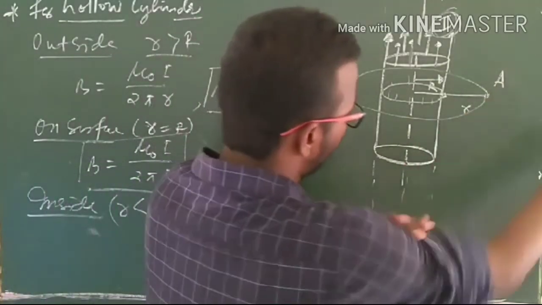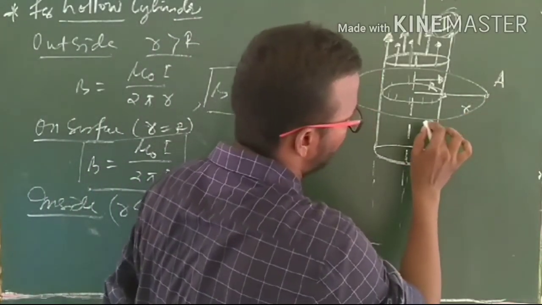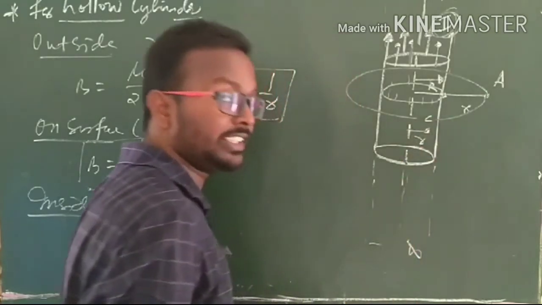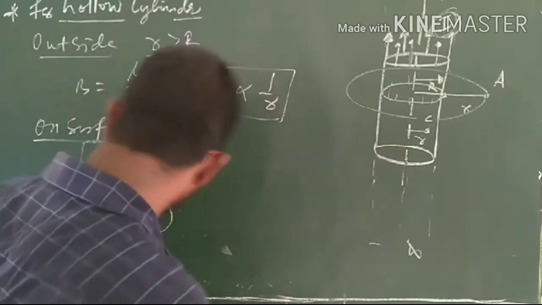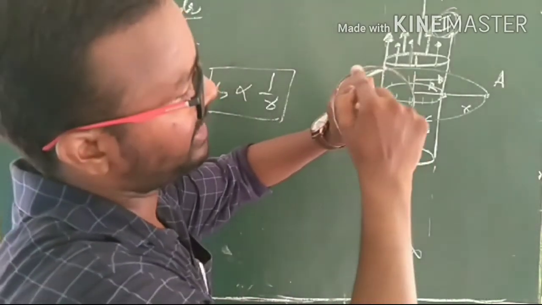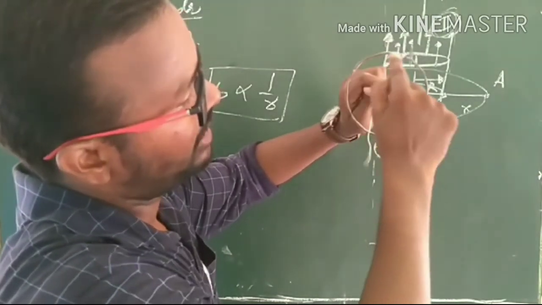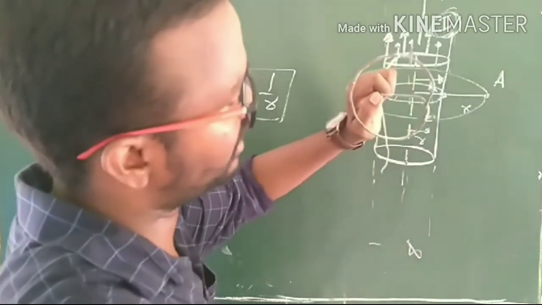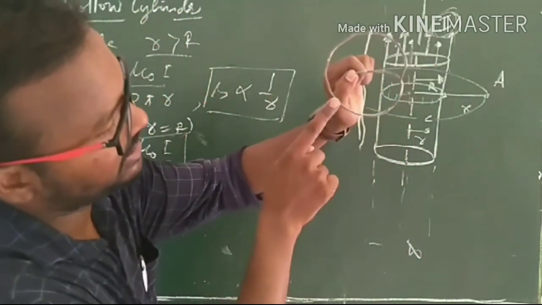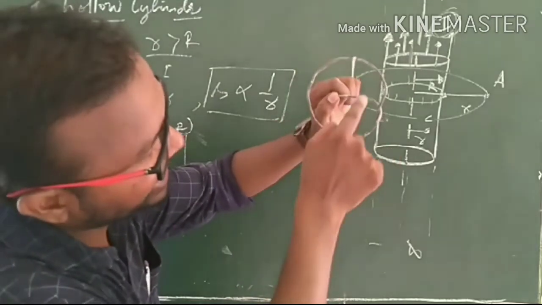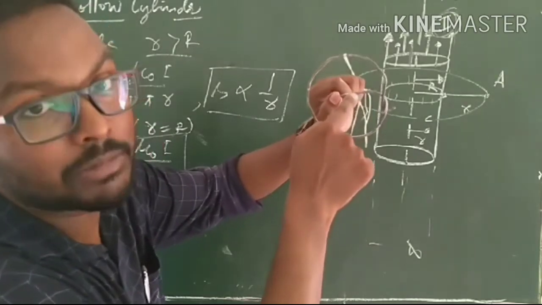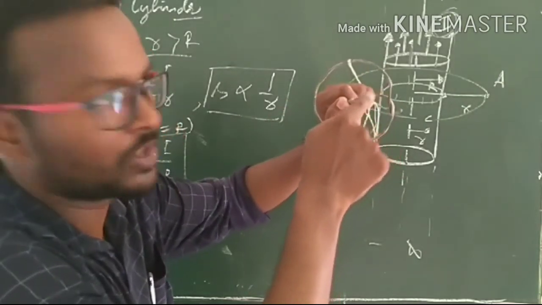Suppose we have to find the magnetic field strength at a point, say point C, which is at a distance r within the hollow cylinder. Clear? This is a hollow cylinder and this is the circumference, or the surface. In this case, for the hollow cylinder, the total current flows over the surface, in this direction. But inside the hollow cylindrical conductor there is no current, because the total current flows over the surface.